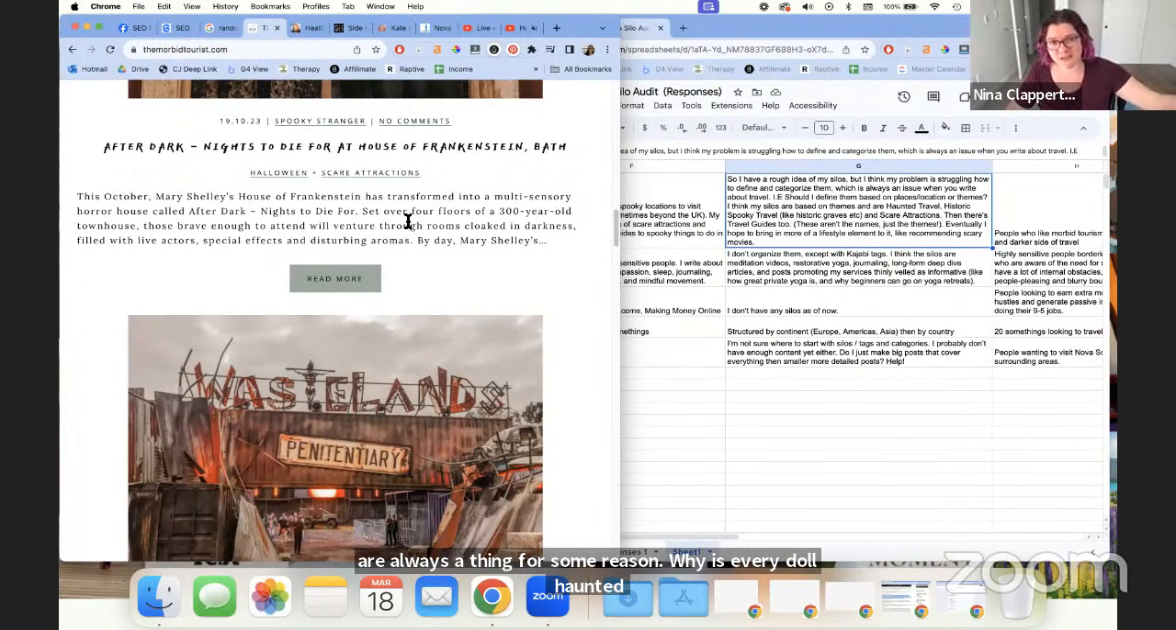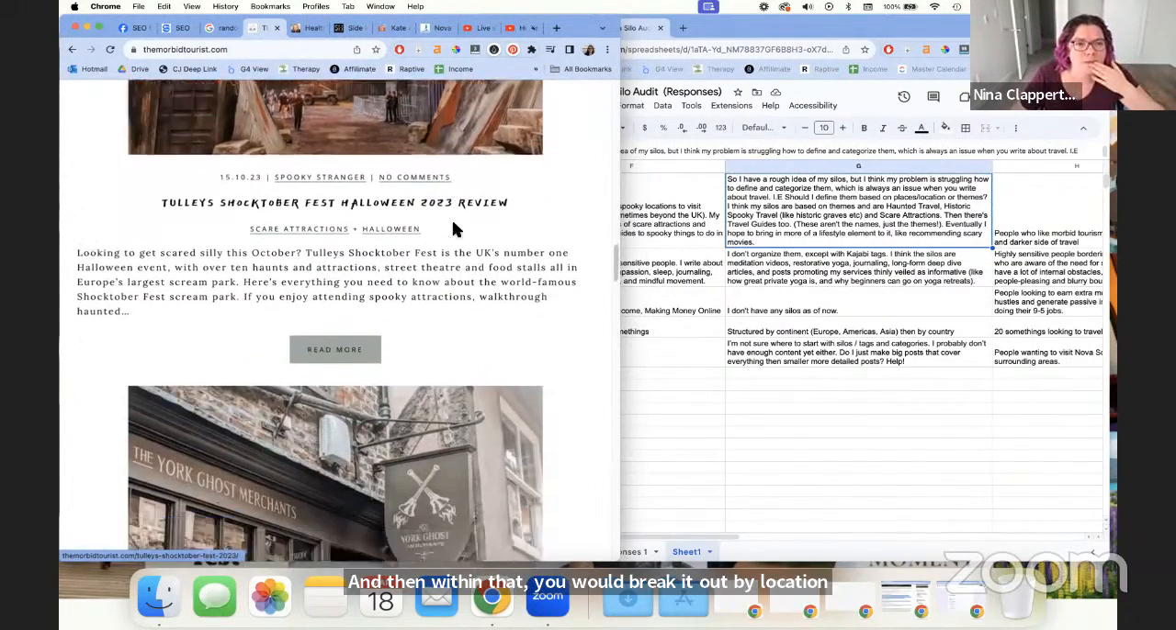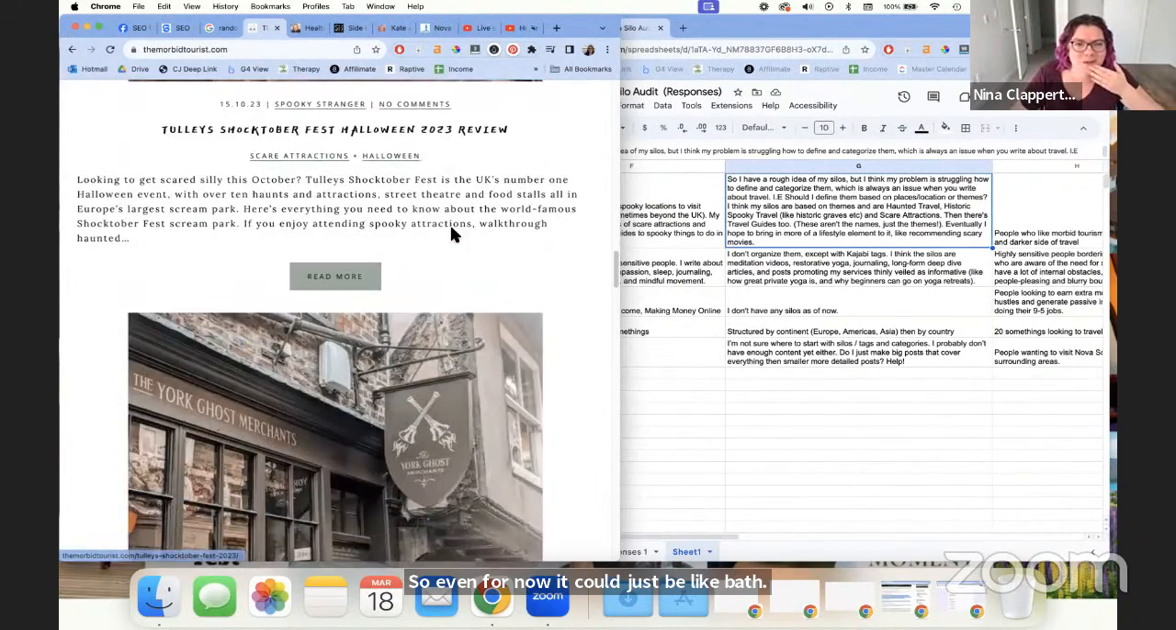Now, the destinations page, you could even just call it UK. But if you're going to go beyond the UK, I do think a destinations page would make more sense. So maybe even long term, maybe right now you don't need it, but when you plan to have more locations, that could be a good option. And then within that, you would break it out by location. So even for now, it could just be like Bath, trying to find wherever Tully's is. I don't know where that is.